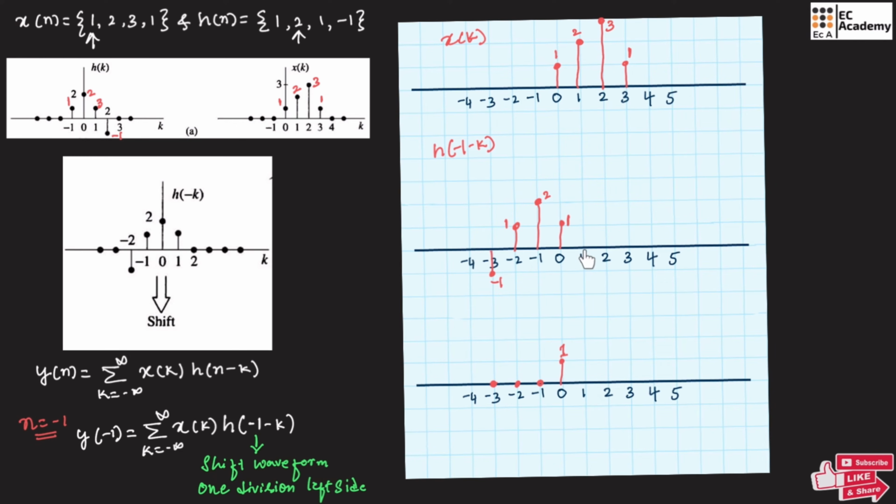At n is equal to 1, 2 and 3, we have the value 0 at h of minus 1 minus k. If it is multiplied with this signal, we will get 0 itself. So if we observe this waveform, we obtained the value 1 after multiplying these two sequences. So we can write y of minus 1 will be equal to 1. We will get y of minus 1 as 1 itself since we have only one value.